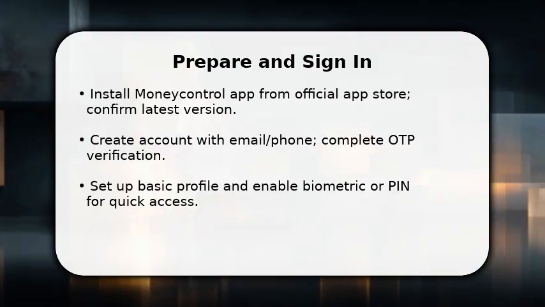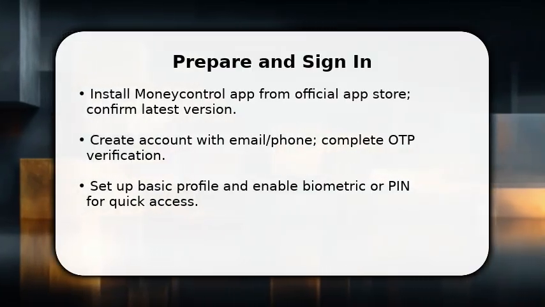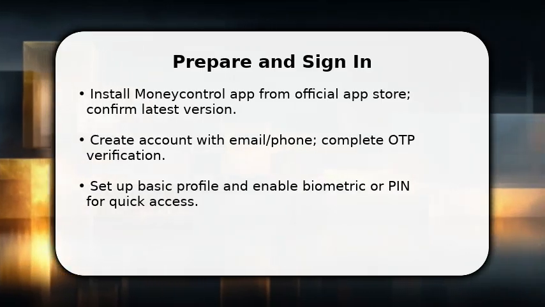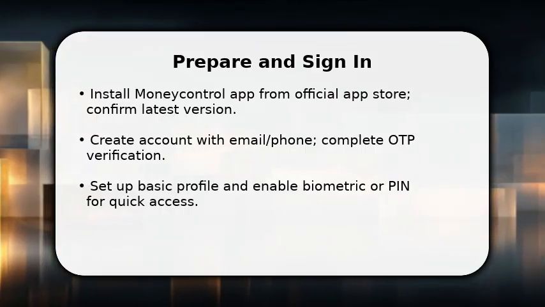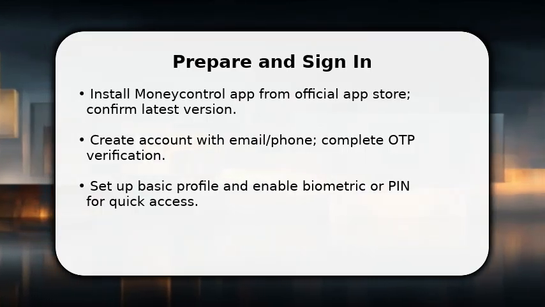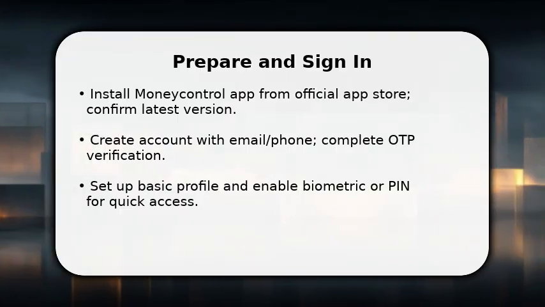You'll start by getting the app and signing in so you can access live data immediately. Install the latest Money Control release, then create an account and verify with the OTP. This secures your session. Once done, set your profile details and enable biometric or PIN unlock to save time. Make sure notifications are allowed so alerts reach you. This helps you react to market moves.